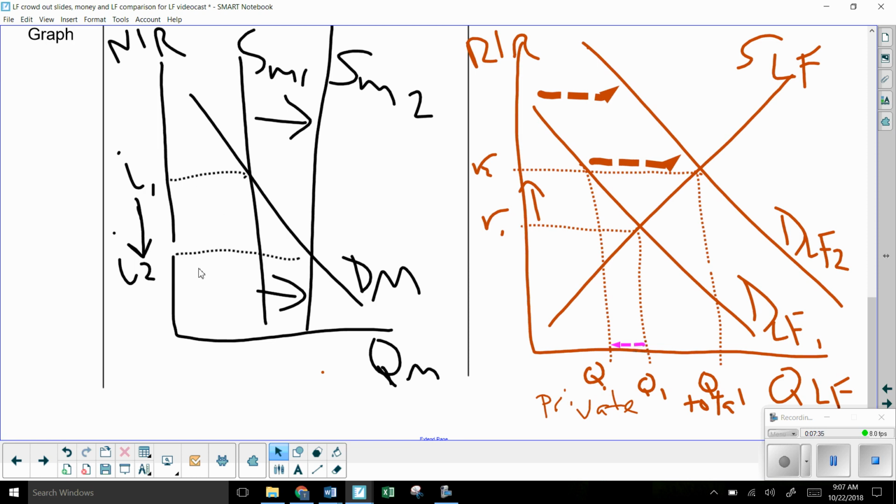It becomes cheaper for banks to borrow from each other and cheaper for us to borrow from banks, so consumers and firms do more investment and consumption spending. That would cause a rightward shift of aggregate demand.